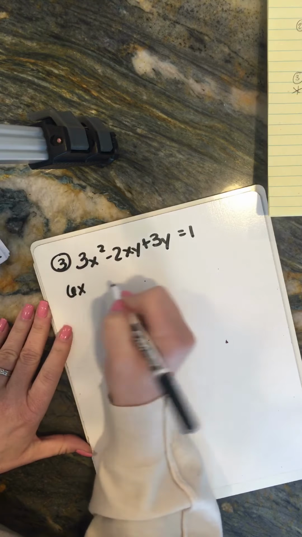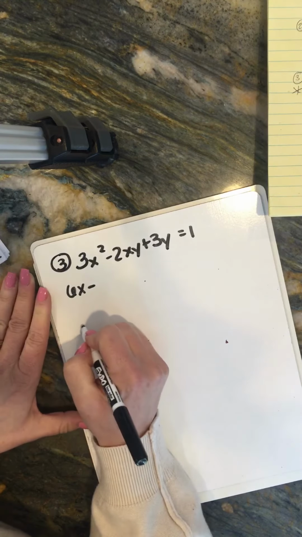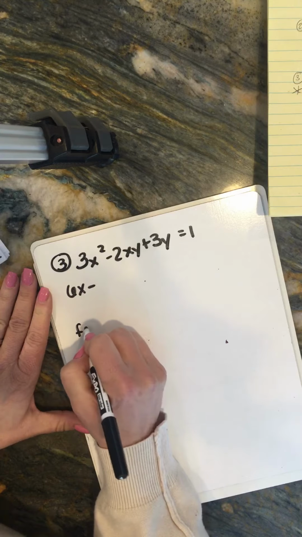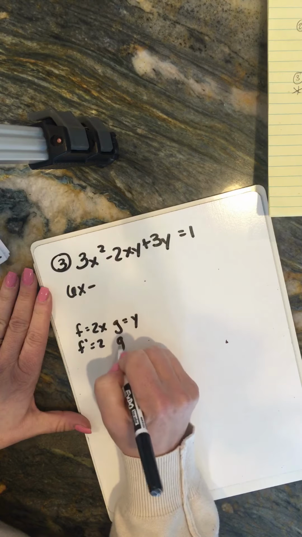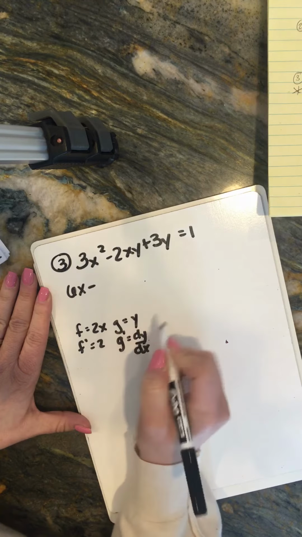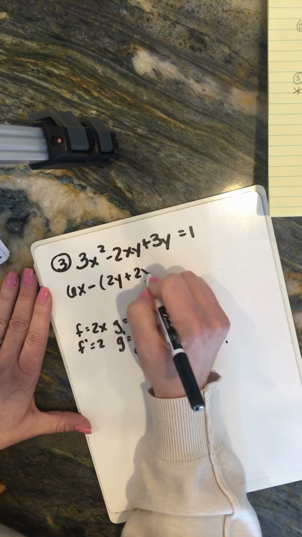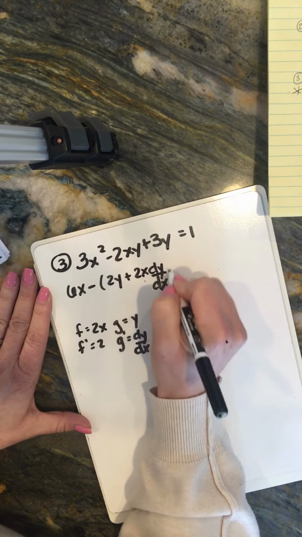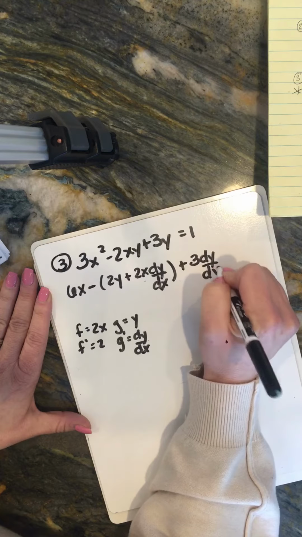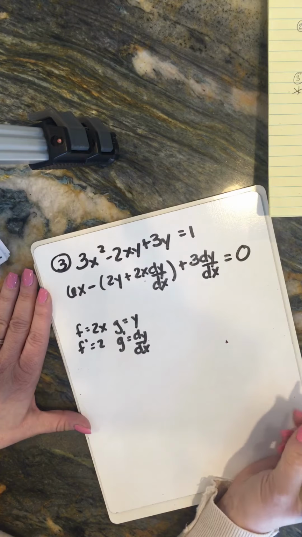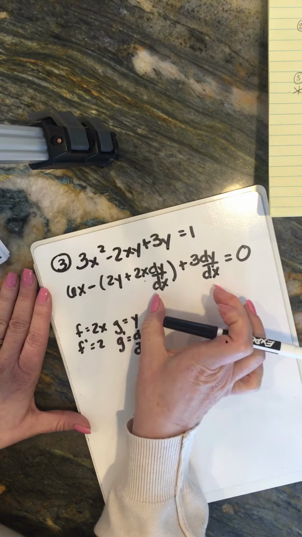So this would be 6x, and then you've got a product rule in here, minus, so we've got an f here of 2x, f prime is 2, g is y, g prime is dy/dx. So we've got 2y plus 2x dy/dx, plus the derivative of 3y is 3 dy/dx equals the derivative of 1, which is 0. All right, so we'll distribute the negative sign and bring together the dy/dx terms.